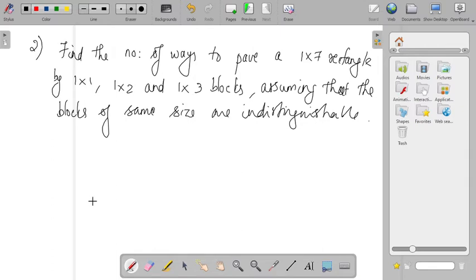So the problem is you need to form a 1 by 7 rectangle. Now for forming the 1 by 7 rectangle, you can use blocks which are of the size 1 by 1, 1 by 2 blocks or 1 by 3 blocks.